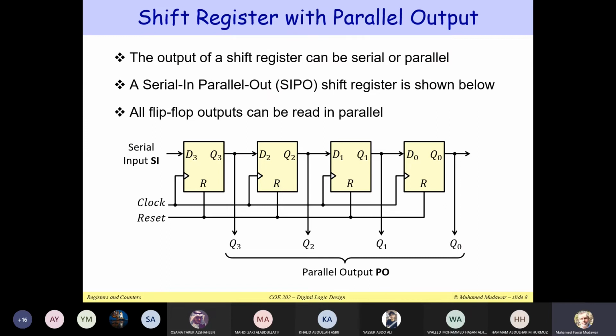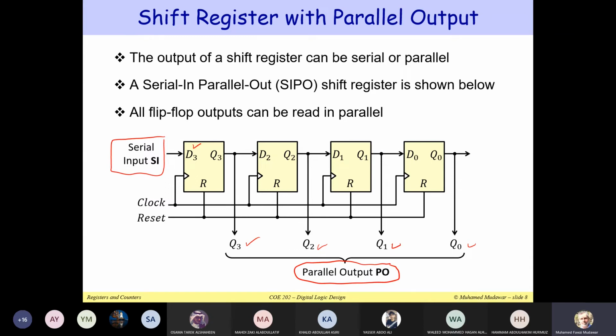Now, you can actually change the design. Rather than have serial output, you can have parallel output. So we still have here serial input, which is connected to T3. But notice that I have all of these outputs at the same time, Q3, Q2, Q1, and Q0. So we call this parallel out. So we have serial in, but parallel out. Okay, and we can read all of these flip-flops at the same time in parallel.